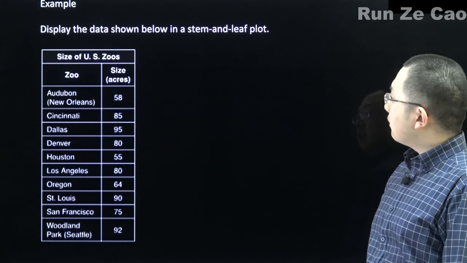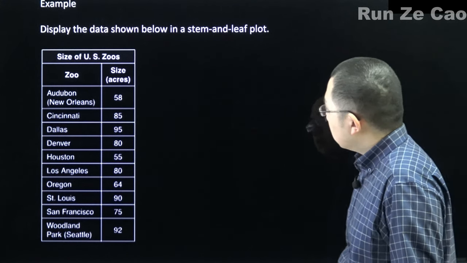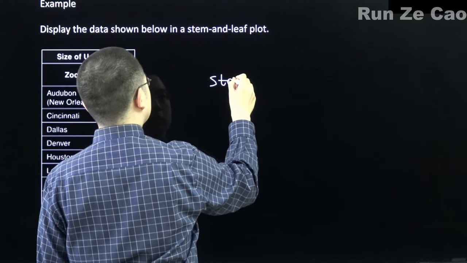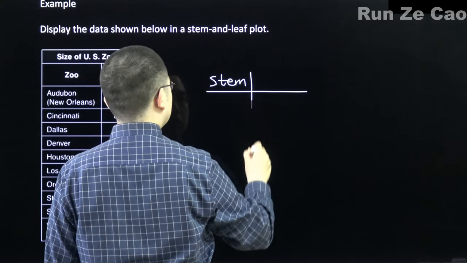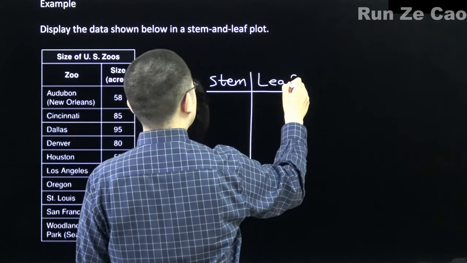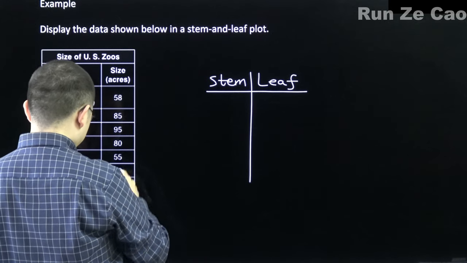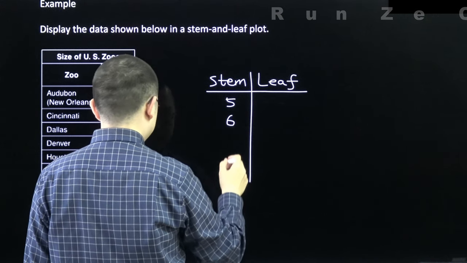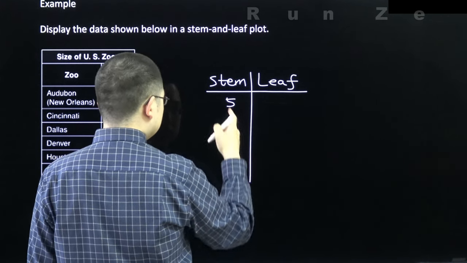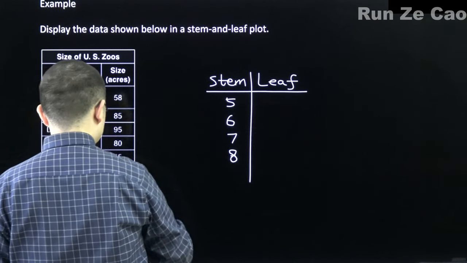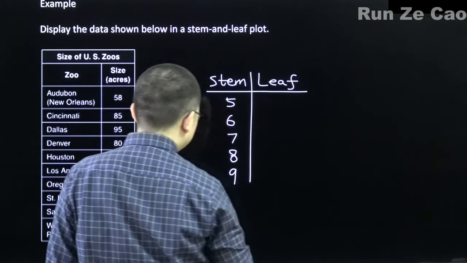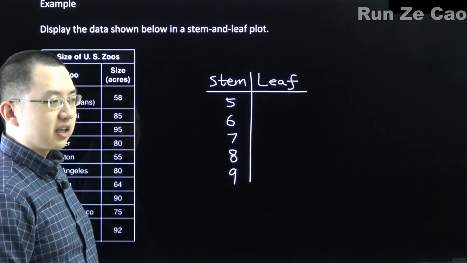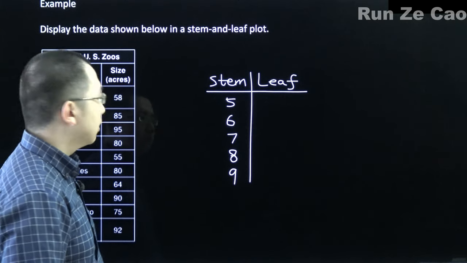Display this data in a stem and leaf plot. Well, you have fives, you have sixes, you have sevens. Actually, you should write down all the stems. The manageability of the number of stems kind of determines how big each of your stems are going to be, like tens, hundreds, maybe thousands, and so on.